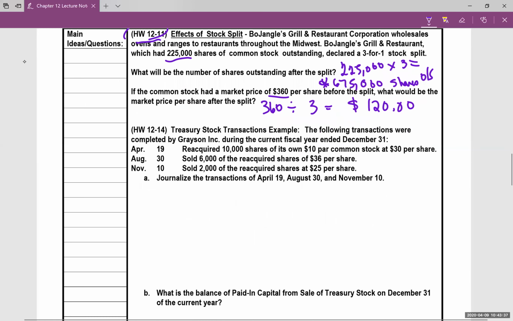Okay, now we're talking about treasury stock. And if you recall, treasury stock, it's a weird name, right? It sounds like it's government or something, but what it means is the corporation had issued stock and then they bought it back.